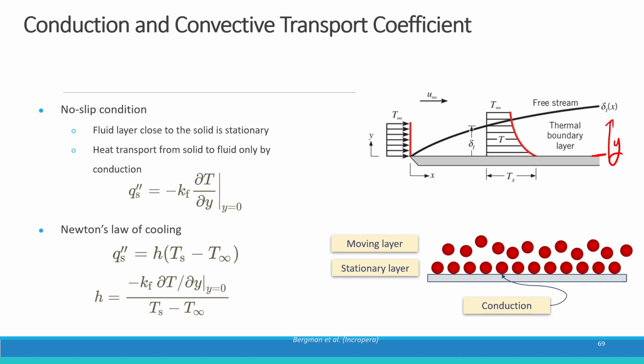Similarly, the convection will occur in the fluid, so at the surface the conduction will be equal to convection, and the convection heat flux is given by q double dash equal to h into Ts minus T infinity. So eventually at y equal to 0, in order to find the heat transfer coefficient, we can just take the ratio of both of these equations and then find h. That is how we find the value of any given convective heat transfer coefficient.